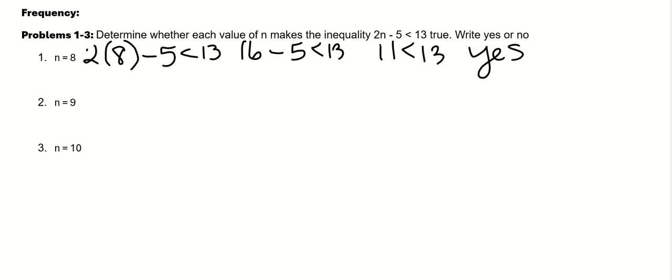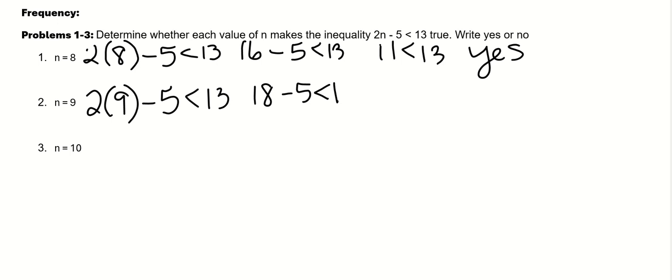This is substituting, right? We're making n become a something else, inputting it. So 2 input 9 minus 5 less than 13. 2 times 9 is 18 minus 5 less than 13. And then 18 minus 5 is 13 less than 13. 13 is not less than 13. It's equal to. And so we would say no.